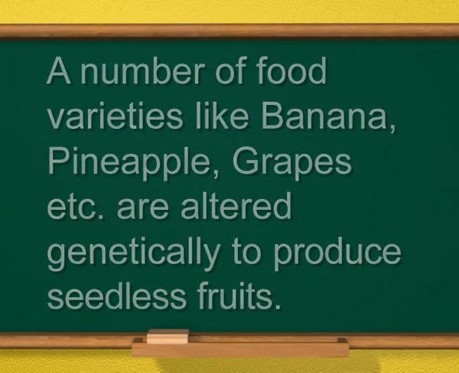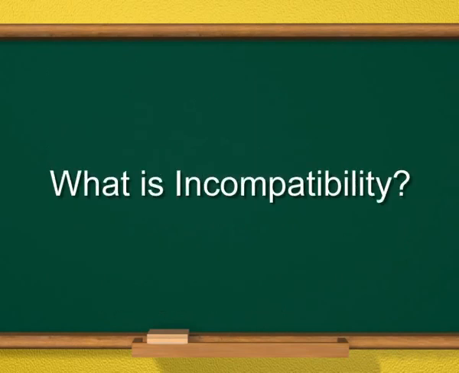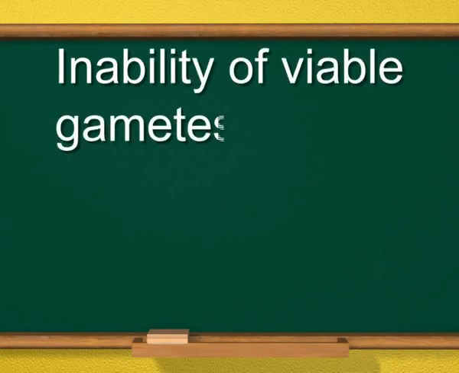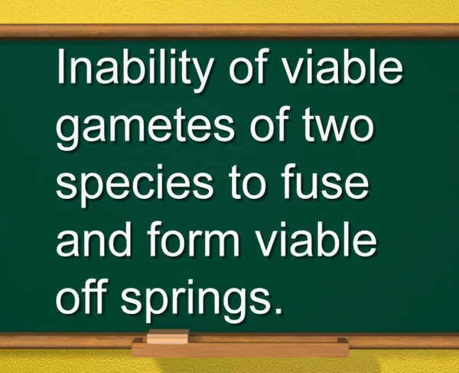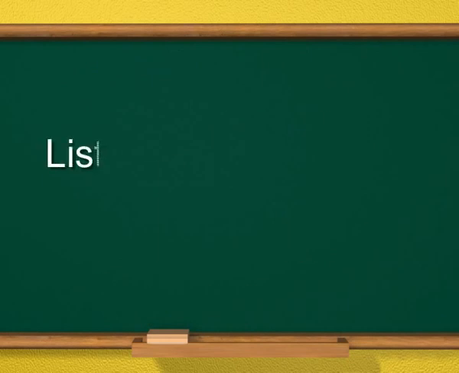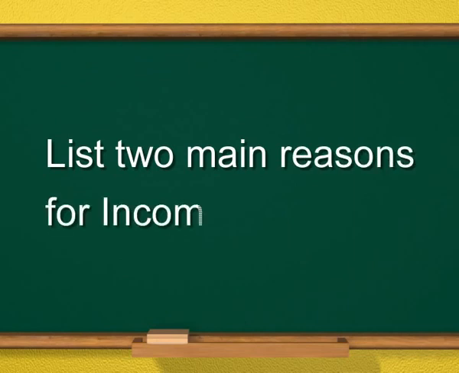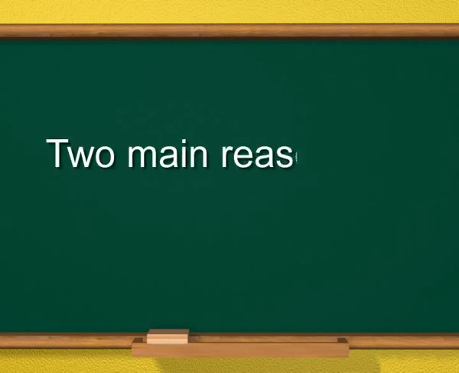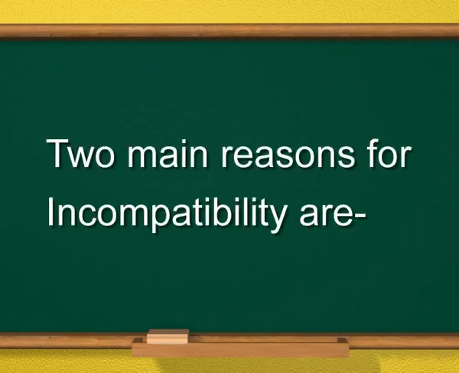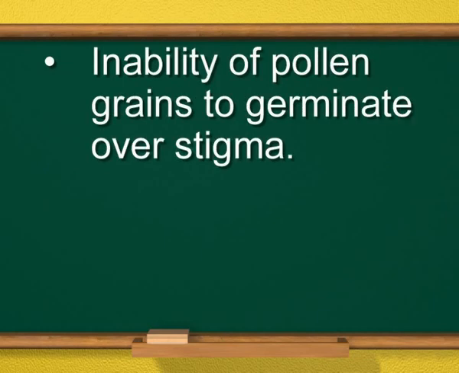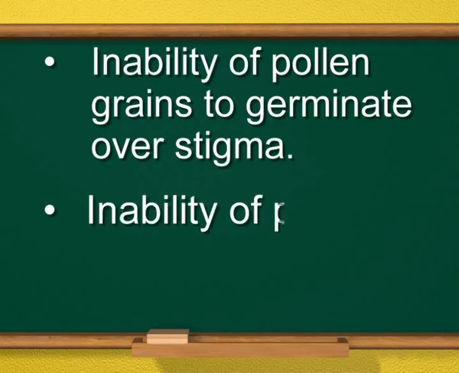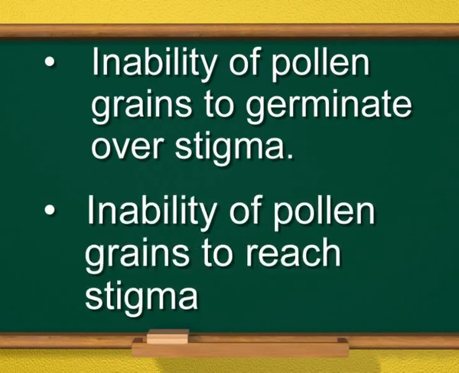My next question is, what is incompatibility? The answer is, inability of viable gametes of 2 species to fuse and form viable offsprings. Next question, list 2 main reasons for incompatibility. The answer is, 2 main reasons for incompatibility are inability of pollen grains to germinate over stigma, inability of pollen grains to reach stigma.